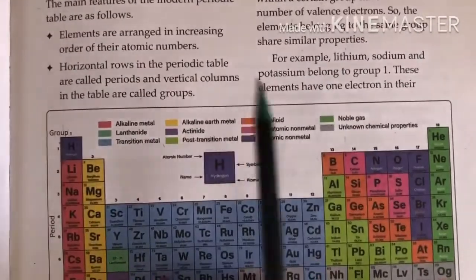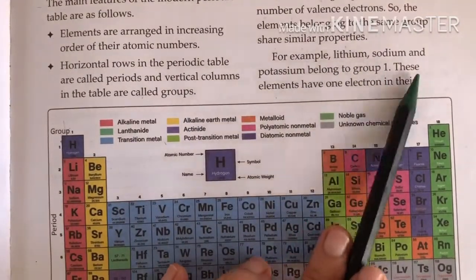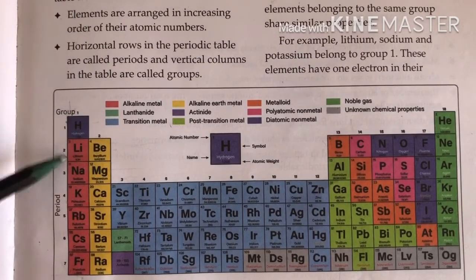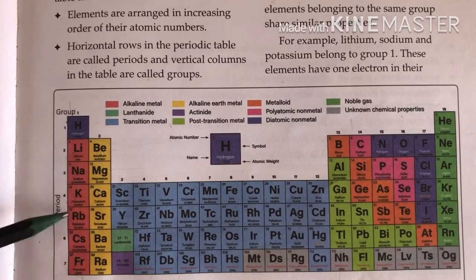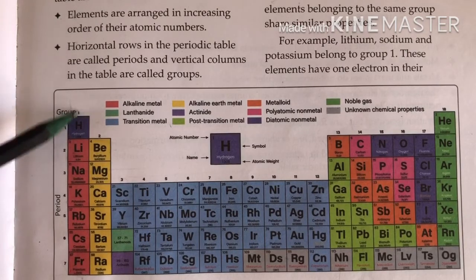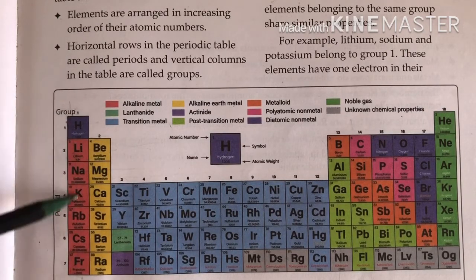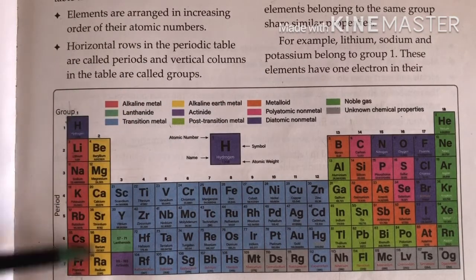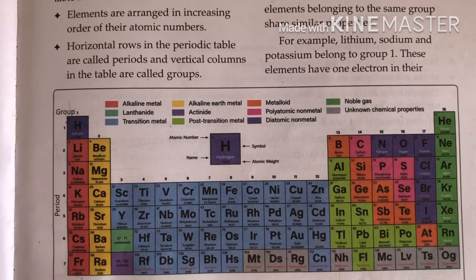Next, for example, lithium, sodium and potassium belong to group 1. Here you can see this is lithium, potassium and sodium. These belong to group 1. So their properties are the same and they contain 1 electron in their valence shell. Okay, so let's revise this again.